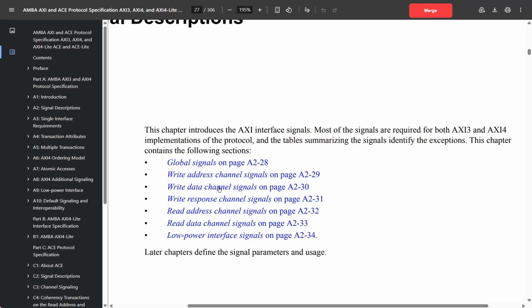Then there are the write data channel signals, and these signals carry the data that we want to write inside the IP. And in response to the address and data channels, the slave gives a response, and that response is carried on the write response channel signals. Now this is clear that the write address channel and write data channel signals are coming from master to slave. Now let me show you the write address channel signals.